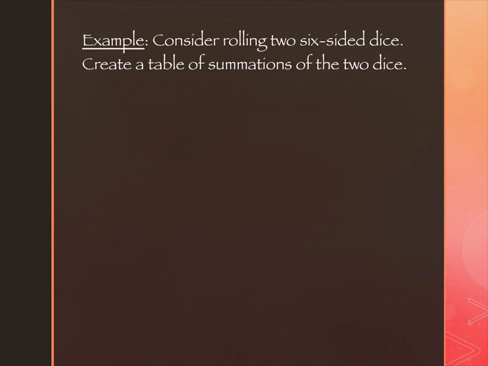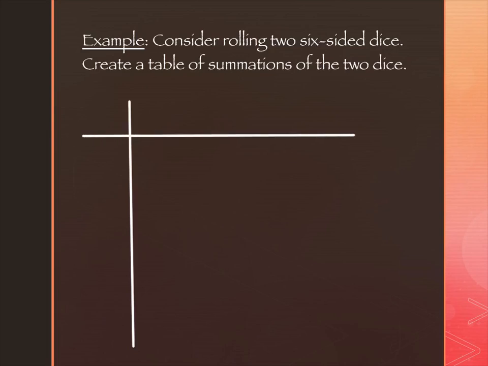So what we're going to do is we're going to actually create a summation table for our dice, and it looks like this. So you do a column and a row like this, and you're going to list across the top row and down the right column all of the numbers 1 through 6. So all the whole numbers. So you have 1, 2, 3, 4, 5, and 6. And the same thing on the left-hand side.